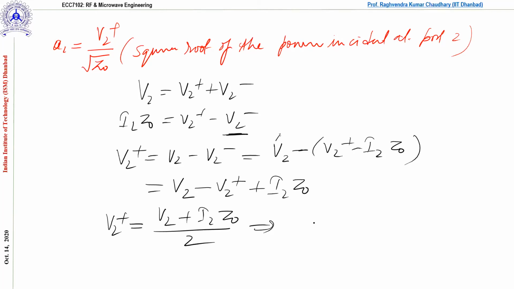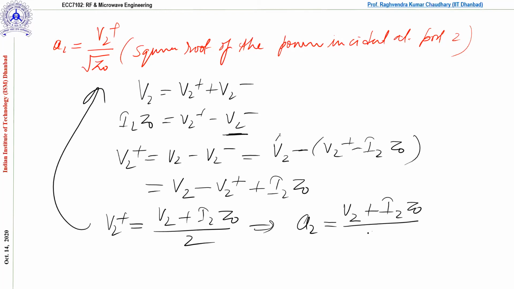So this is actually what? From here, you can put these things here and you can define A2. And A2 will be V2 plus I2 Z0 over 2 under root Z0.